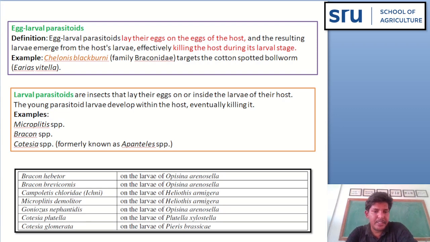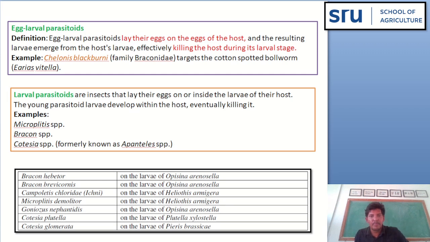Egg larval parasitoids. Egg larval parasitoids lay their eggs on the eggs of the host, and the resulting larvae emerge from the host larvae. They lay eggs on the eggs of the host, feed on that egg, develop on that egg, and emerge from the larval stage of the host, effectively killing the host during its larval stage. Like that, they kill their larvae.